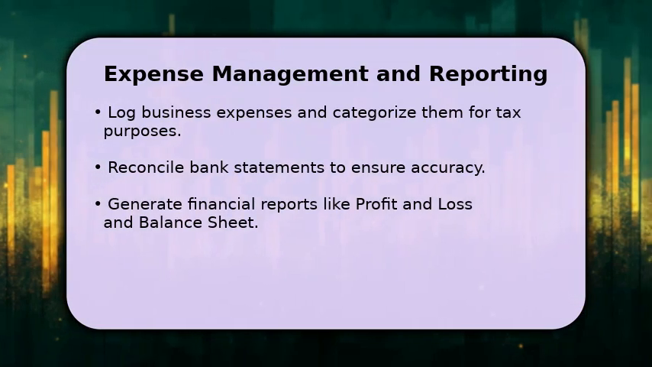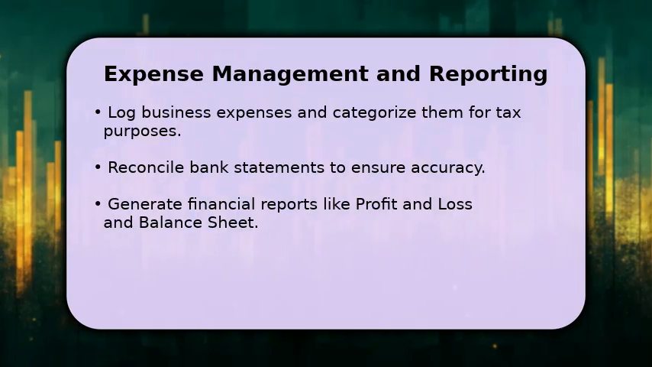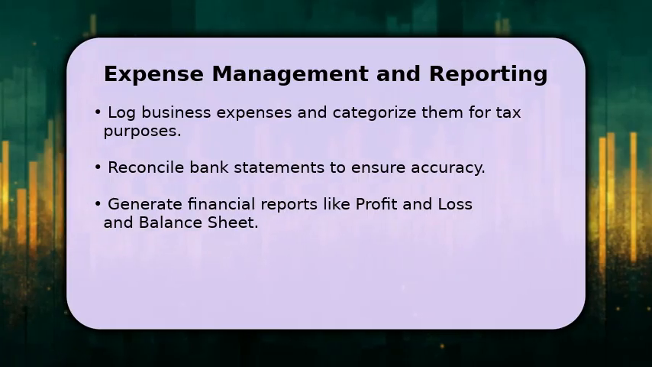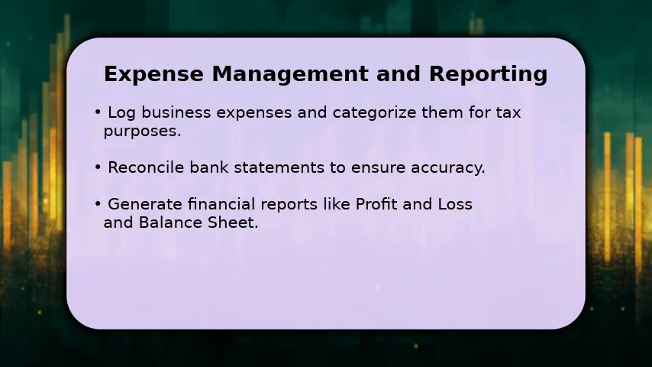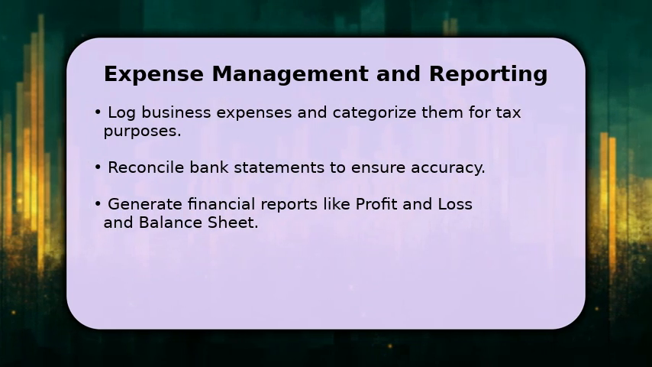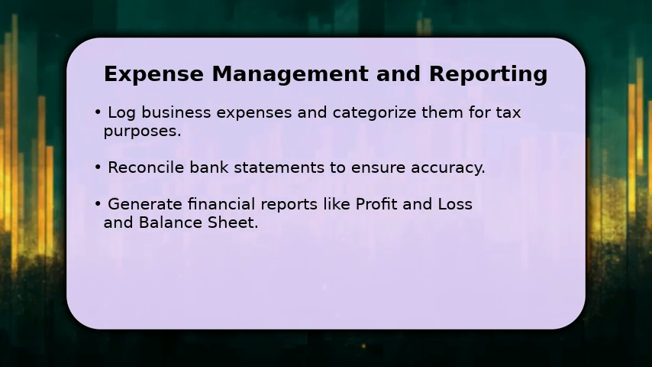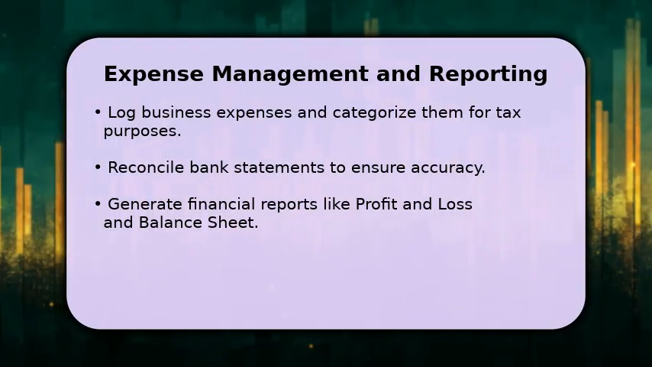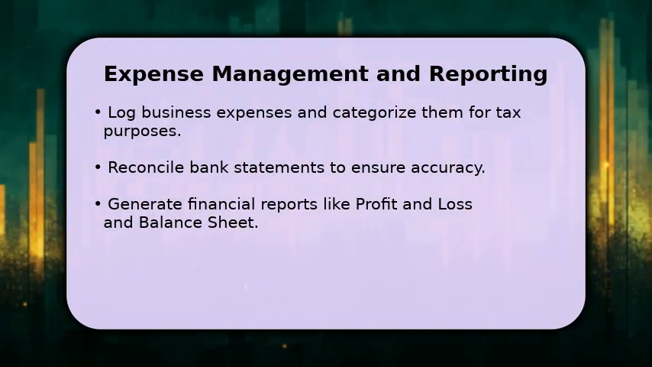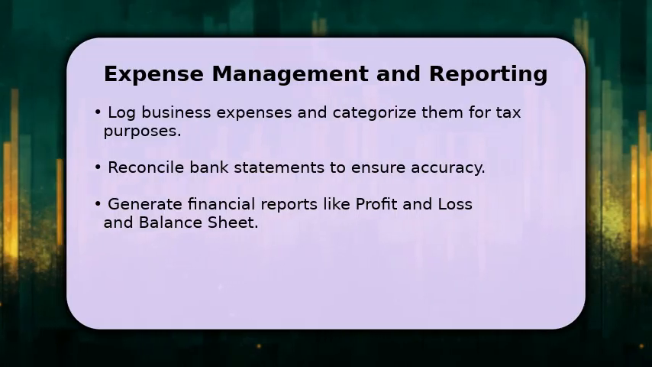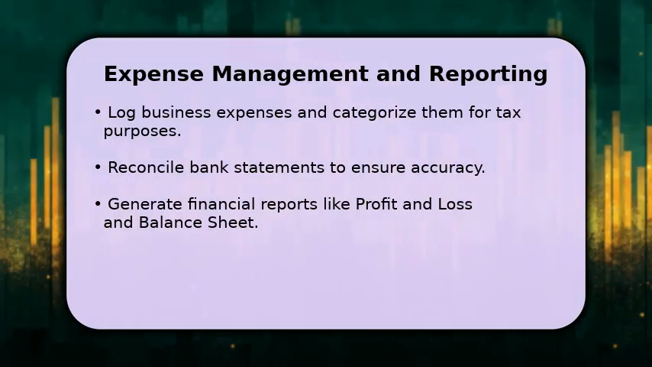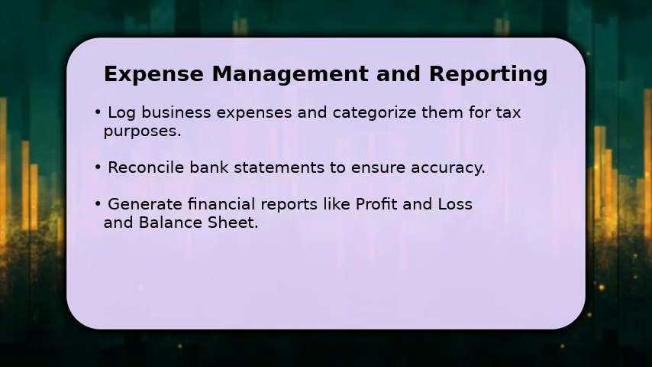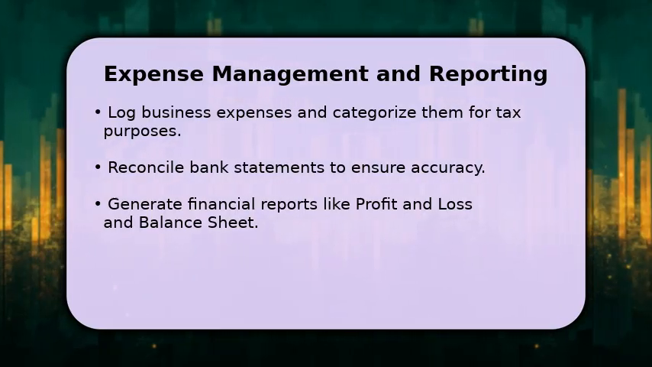Finally, let's cover expense tracking and reporting. Under the Purchases module, you can add new expenses, attaching receipts for easy record keeping. Categorizing these expenses correctly is crucial for tax preparation. Regularly reconcile your bank statements with Zoho Books to ensure all transactions are accounted for and accurate. The Reports section offers over 50 different financial reports, providing valuable insights into your business's performance, such as your profit and loss statement and balance sheet.